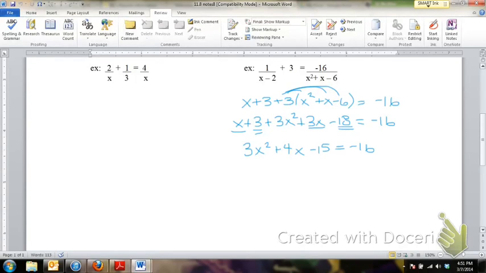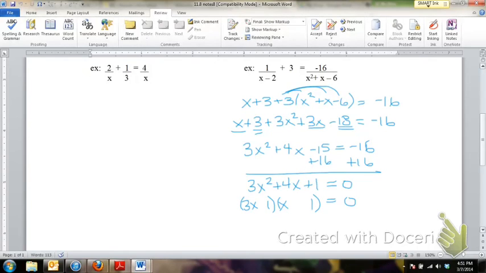Now, I still have an x squared term, which means I need to make this equation equal 0 in order to solve it. Plus 1 equals 0. Now, can I factor this? Actually, I can. So that will be nice. 3x and x, 1 and 1. This is where you check your smileys. 1x, 3x. To get a 4x, those both need to be positive.